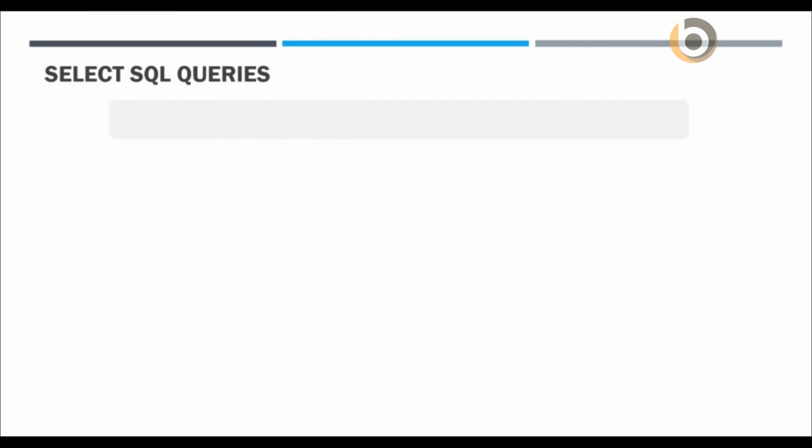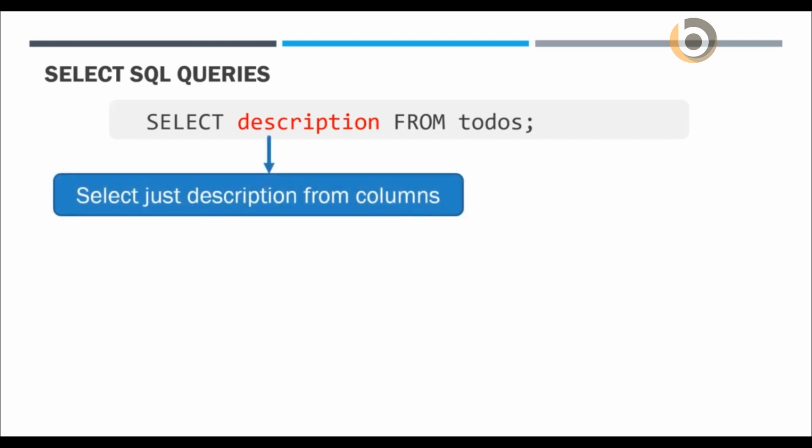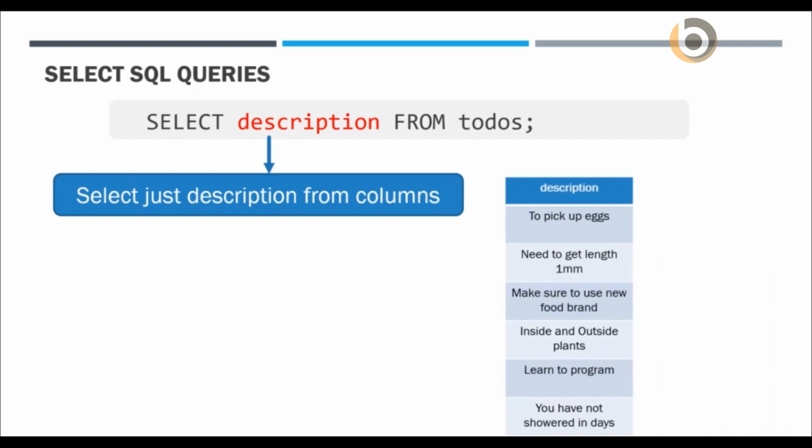What if we modified our select script even a little bit more to retrieve the description of all the records? Well, this will be very similar to how we handled the title portion of our select command. We can accomplish this by saying select description from to-dos. By doing this, we are selecting just the description from all the to-do columns. Our response from the database would look very similar to this.